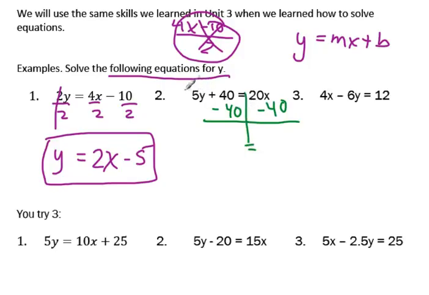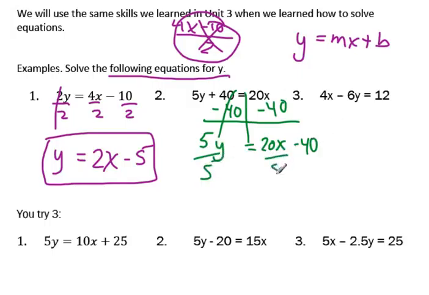All right, so on the left, you get 5y. They cancel. Equal sign. 20x minus 40. They're not like terms, so you can't combine those two and get like a negative 20. That doesn't work. So you have to write them separately as 20x minus 40. It's just like that. All right, then we can get rid of the 5 in front.